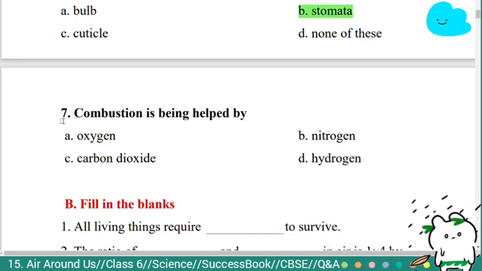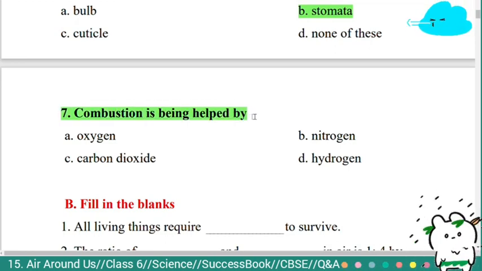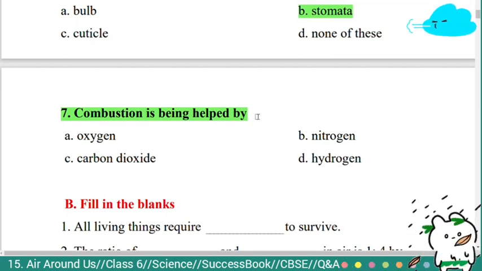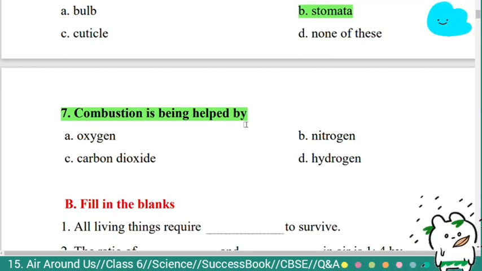Seventh question, combustion is being helped by option A. Oxygen, B. Nitrogen, C. Carbon dioxide, D. Hydrogen. Here the correct answer is option A, oxygen. Combustion is being helped by oxygen.